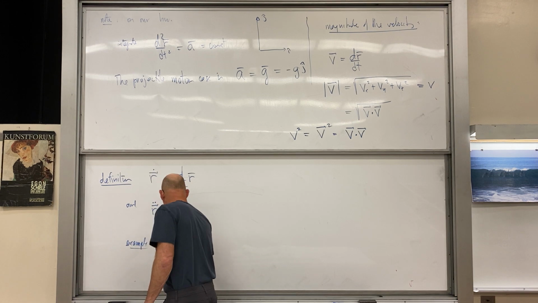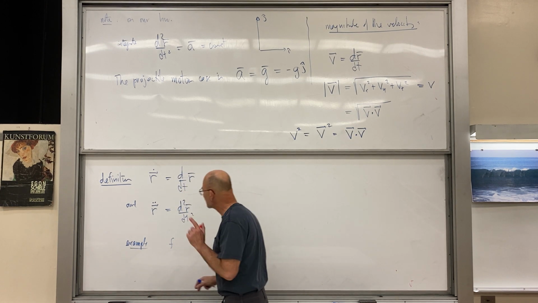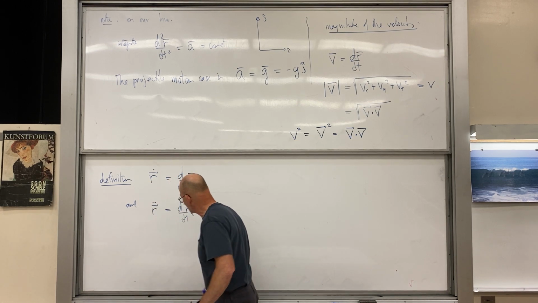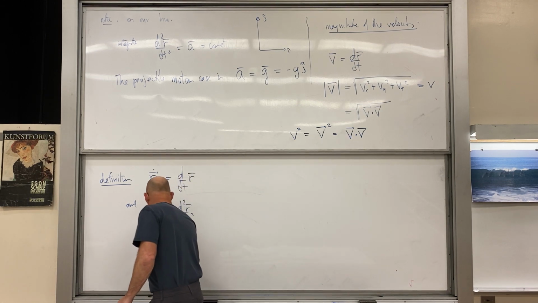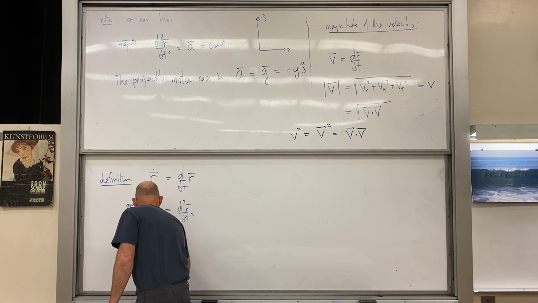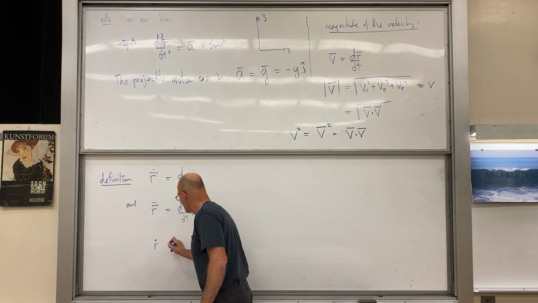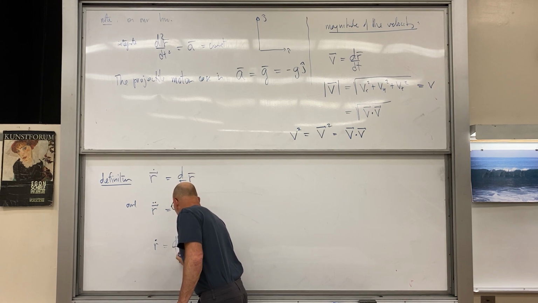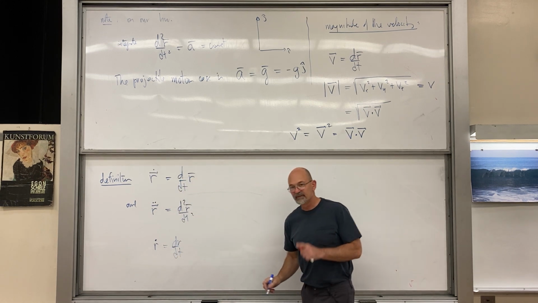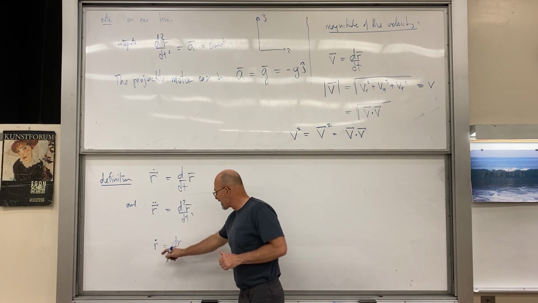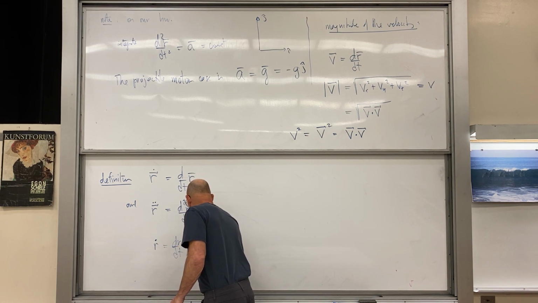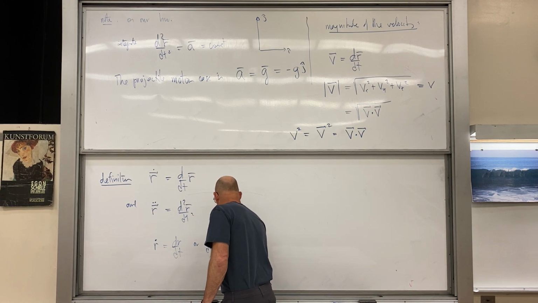So example, suppose I have f of... let's save that one. Let me continue this thing here. Also, r dot would be dr dt. Here I wouldn't be talking about the vector. Here I would be talking about the magnitude. Or d dt of r.